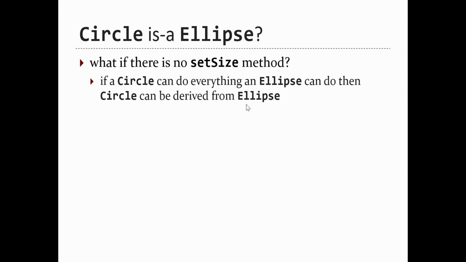Okay, so that's fine. So what happens if you make an ellipse class and then you subclass it with circle, but there is no set size method? It might be okay to do this. As long as a circle can do everything an ellipse can do, then circle is allowed to be derived from ellipse. As soon as circle can't do something that ellipse can do, then circle can't be safely derived from ellipse. All right, anybody have any questions so far?